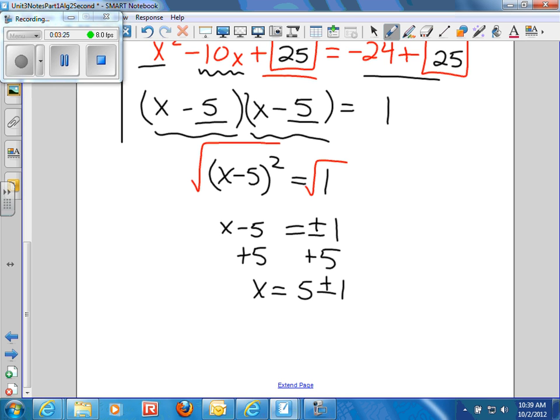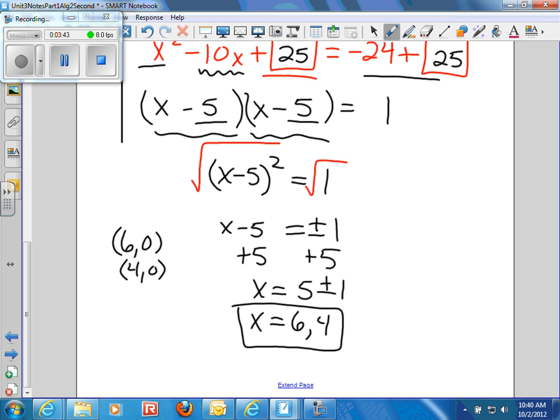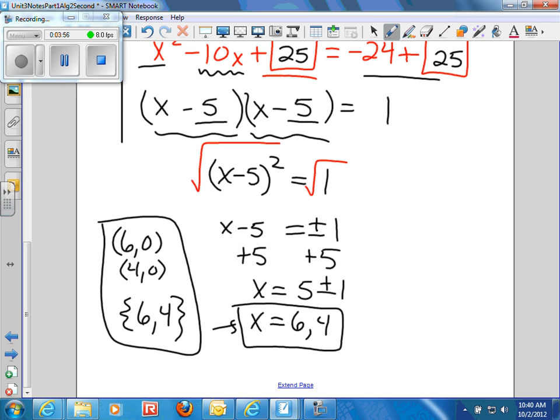Since I don't have a radical in this, I'm actually going to solve it. So 5 plus 1 is 6, and then 5 minus 1 is 4. So I have 2 answers, 6 and 4. And again, they could put them as points, (6, 0) and (4, 0), or they could write it as a solution set, like this, which is not a point, it's just a list of x values. Or they could list it like I did over here. They might also do it like that and list it. So that's how we solve with completing the square if there's no coefficient on our x.